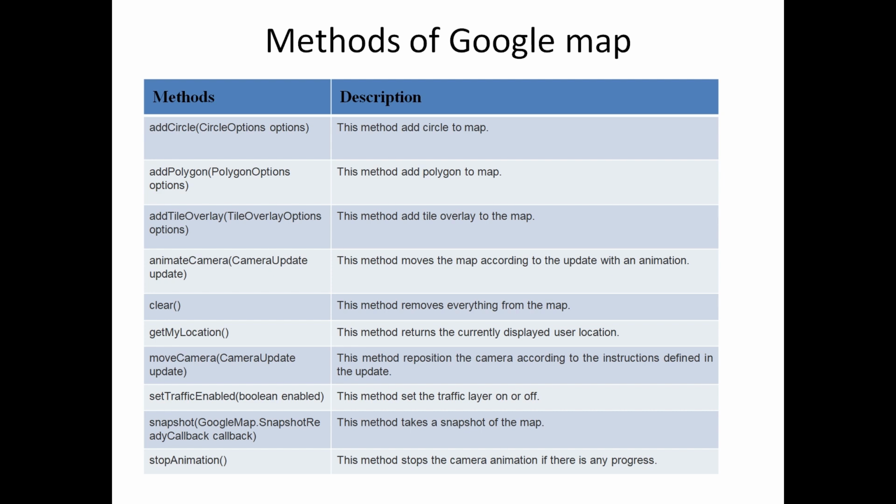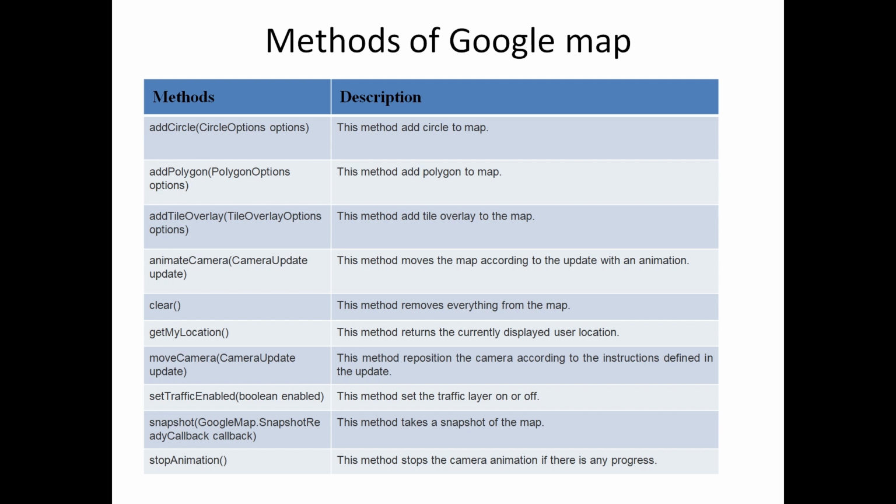And getMyLocation displays the user's current location on the map. By this we are able to get the location. For example, if you are ordering something on Zomato or Swiggy, they find your location using this. Even if you are booking a cab and fetching where the cab is actually situated, the current location will be displayed by using the getMyLocation method. Then moveCamera, this method is used to update the camera according to the instruction defined in the update method.